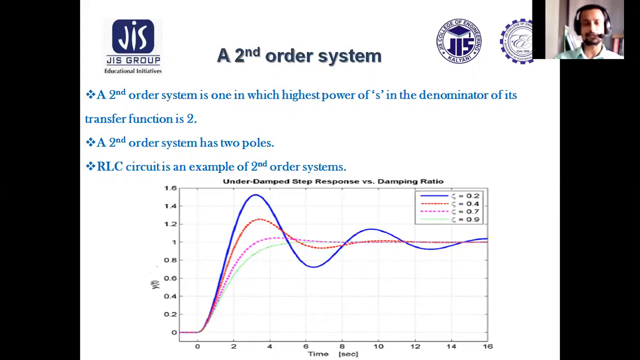Similarly, a mass spring damper system is also an example of a second order system. As the highest power of s in the denominator of a second order system is 2, a second order system has 2 poles.